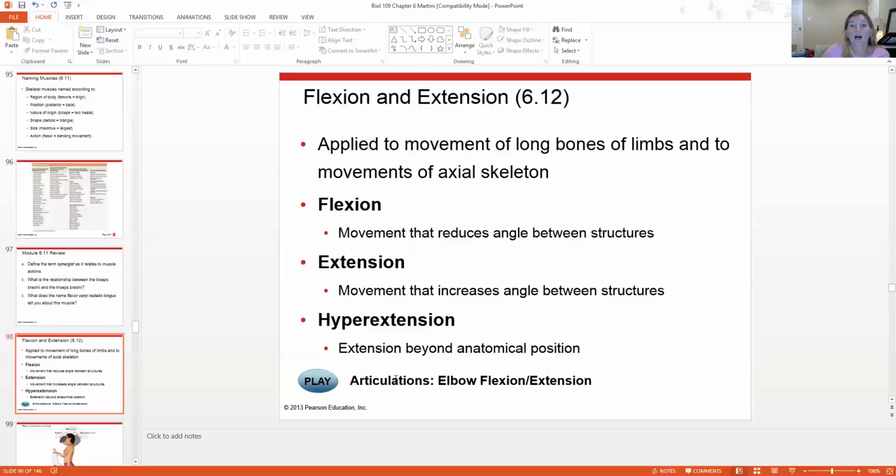Let's talk about flexors and extensors. Flexion is the movement that reduces the angle between structures. So again, you're bringing something toward your body. You're flexing your arm. Your legs flex backwards as you kick your butt. Extension is the opposite, and hyperextension is going beyond anatomical position. Hyperextending your wrist would be something like this. Hyperextending your arms is like Superman, pushing your arms behind your body.